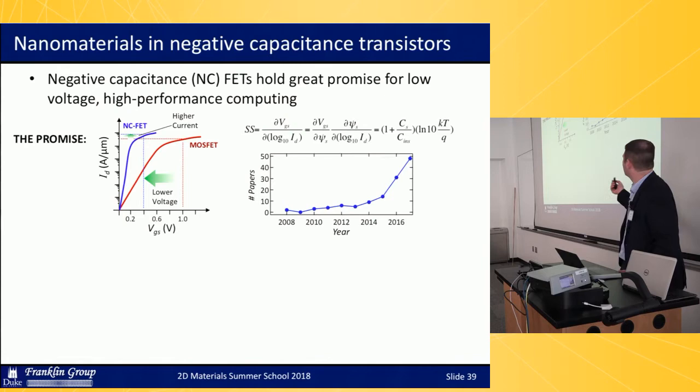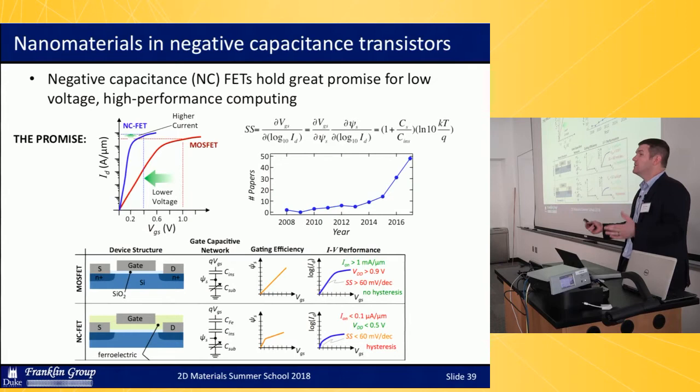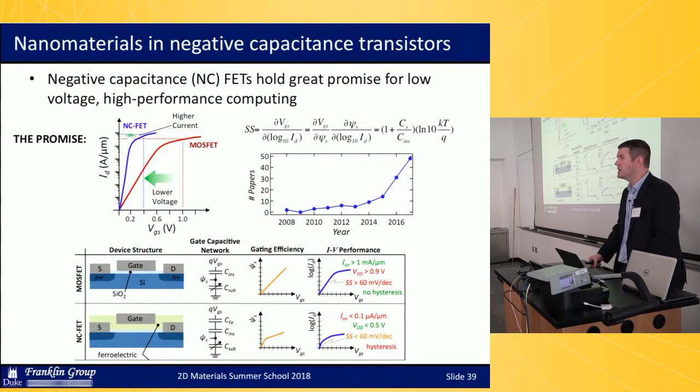But the idea is that if I were to add a ferroelectric material into the gate stack of a transistor with the dielectric still in place, I could capitalize on the rapid polarization that occurs in a ferroelectric in order to effectively amplify the applied gate voltage. Okay? And the idea would be that amplification yields me more surface potential modification versus gate voltage than I could get in a traditional sense.